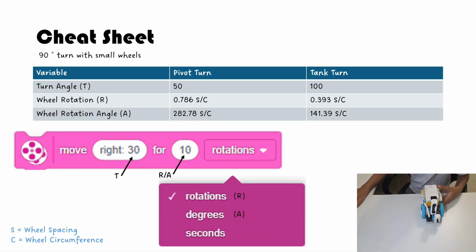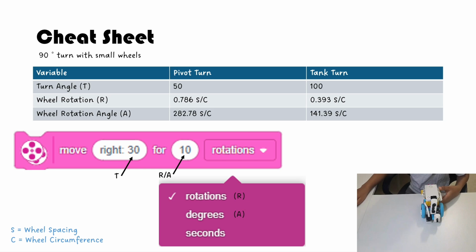Once you know the wheel circumference, C, and the wheel spacing, S, here is a cheat sheet with the variable values for a 90-degree turn, which only works for the small wheel. There are three variables: turn angle, which we're going to refer to as T, wheel rotation, which is R, and wheel rotation angle, A. The turn angle for the pivot turn is 50 and 100 for the tank turn.